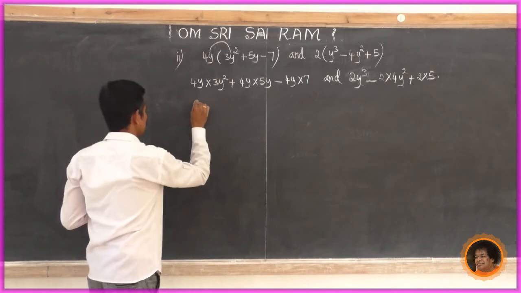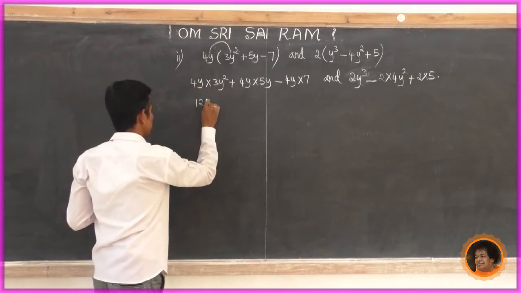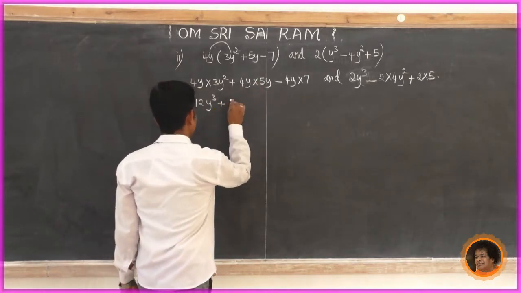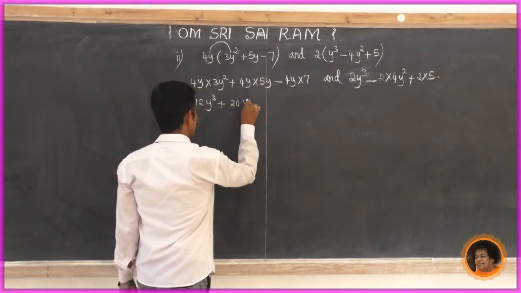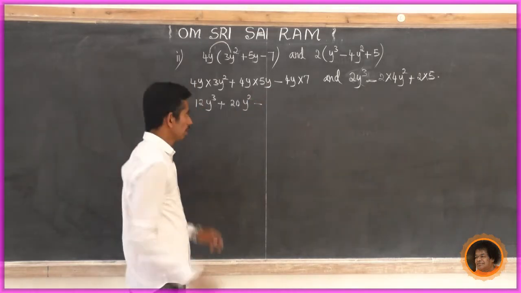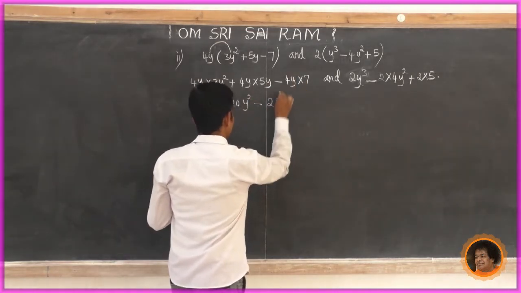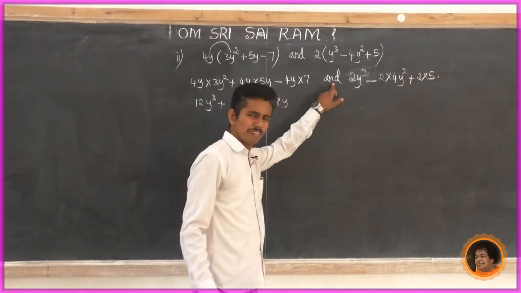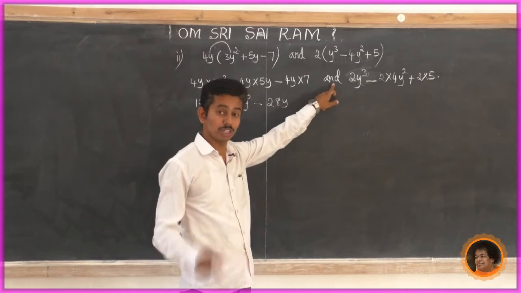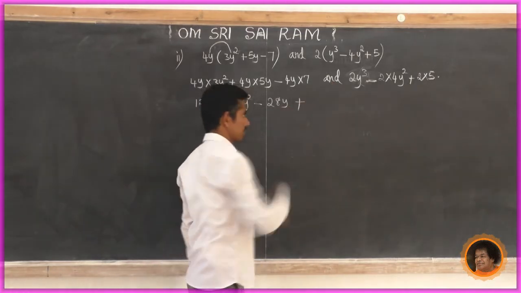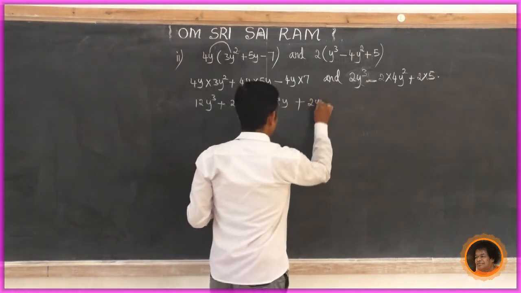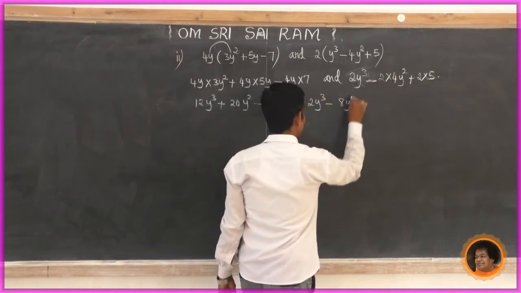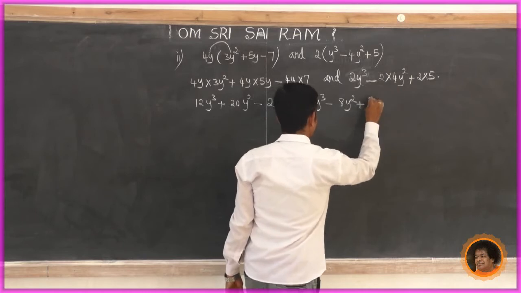4 into 3 is 12, y into y squared is y cube, plus 4 into 5 is 20, y into y is y squared, minus 7 into 4 is 28y. And instead of 'and' we can write plus. Why? Because you have to add these two expressions. So plus 2y cube minus 2 into 4 is 8y squared plus 2 into 5 is 10.